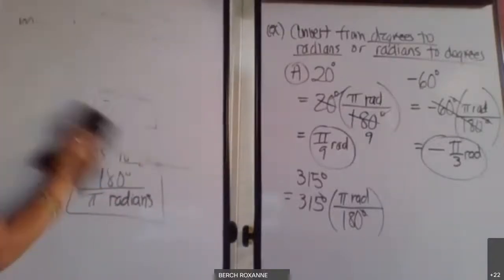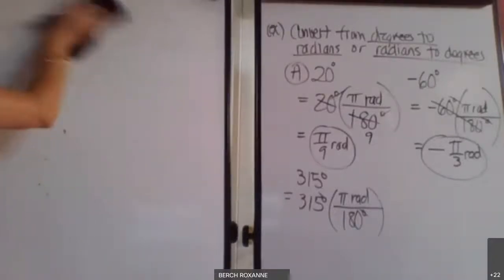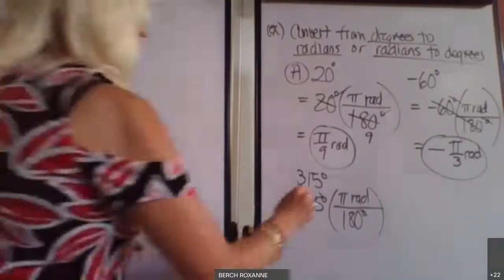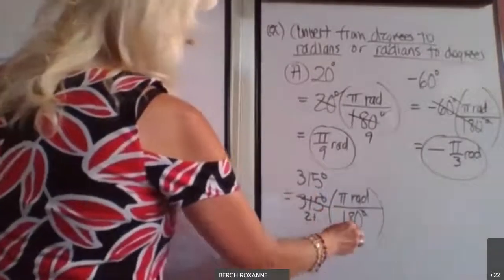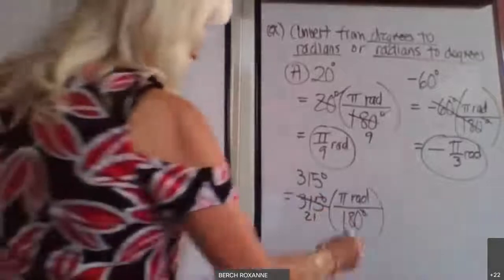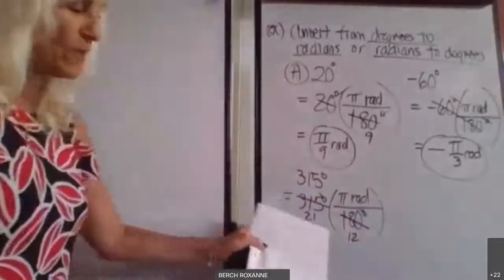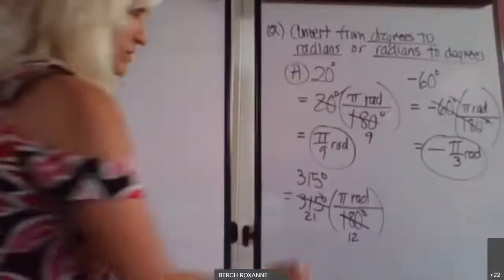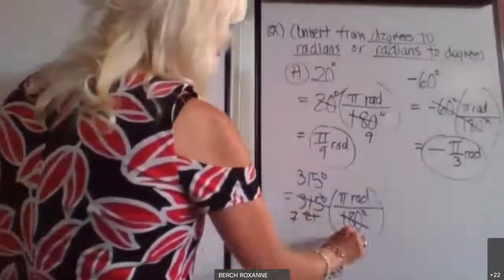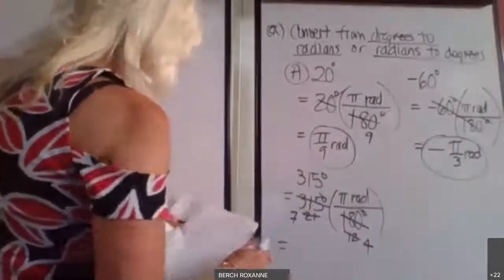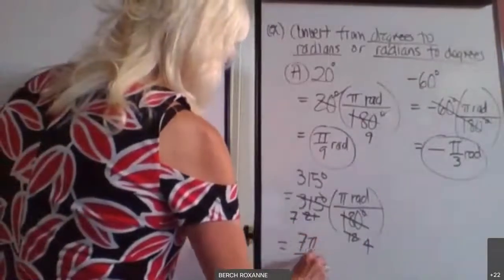Does anybody have a better number? Does 15 go into both of them? Maybe. What's 315 divided by 15? It's 21. What's 180 divided by 15? It's 12. So now we see what they're both divisible by: 3. So 3 times what is 21, 7. 3 times what is 12, 4. So our real answer is 7 pi over 4 radians.